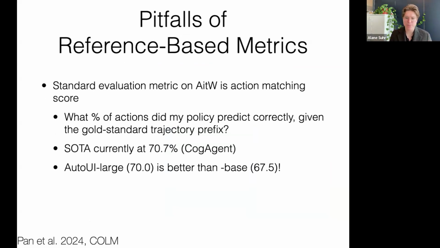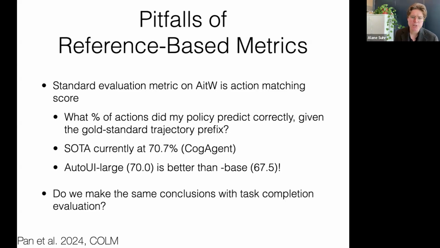And for comparison, we have another evaluation showing that the large version of the AutoUI model is better than the base version, according to this metric. So we ask whether we actually make the same conclusions with our evaluation, which is based off of task completion instead of individually predicting whether each action is correct.